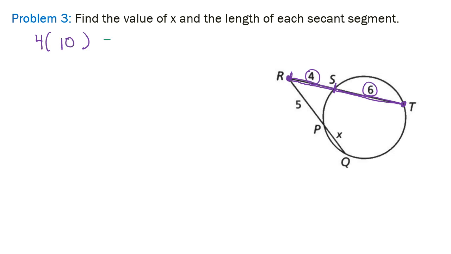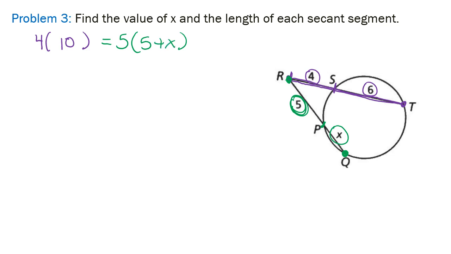We then have that equal the other secant segment, which is going to be RQ. We're going to take the exterior, which is 5, and that's going to get multiplied to the total length of RQ. And our total length is 5 plus the x.